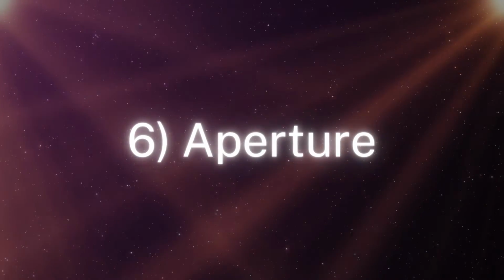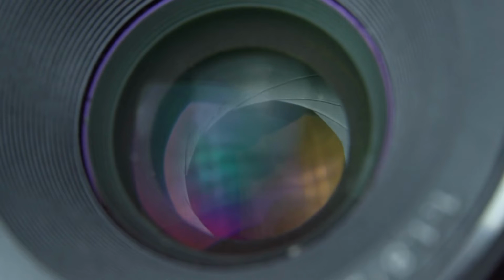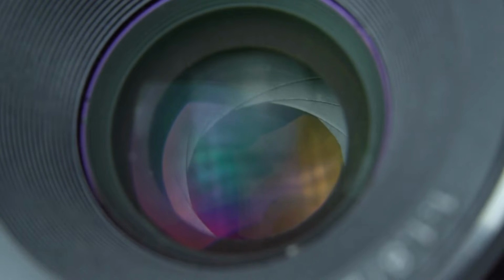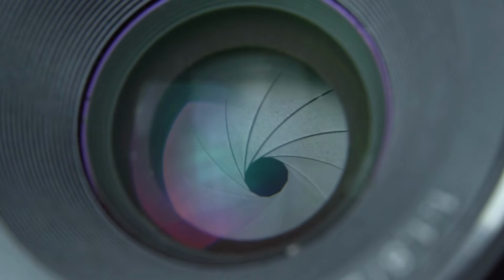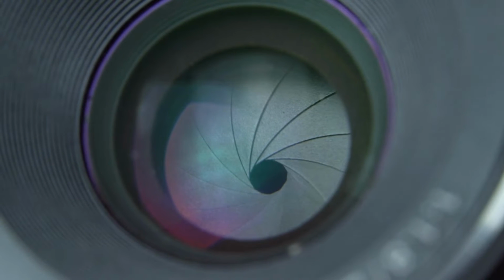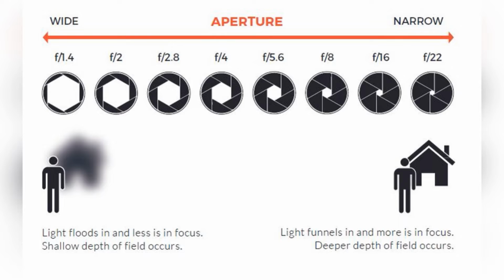Number 6. Aperture. The aperture is a donut-shaped ring inside of your lens that can expand or contract depending on the f-stop setting. The aperture not only controls the brightness of your photos but also your depth of field. If you want to have a blurry background behind your subject, using a wider aperture will help you achieve that.